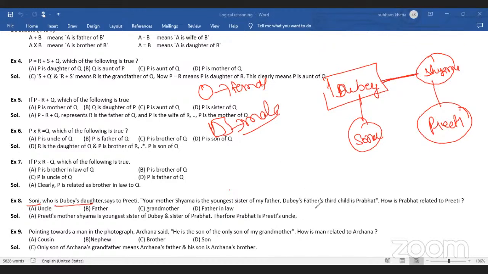And Dubey's father's third child. Who are Dubey's father's two children? Dubey and Shama. The third child is Prabhat. So Prabhat is also a sibling, and by the name, Prabhat is a male. Now, how is Prabhat related to Preeti? Prabhat's sister is Shama. Shama's daughter is Preeti. So Prabhat is the mama of Preeti. Uncle.